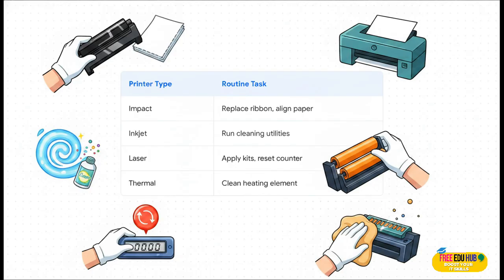Impact printers, they need fresh ribbons and paper alignments. Inkjets need you to run their software cleaning utilities to clear out those clogged nozzles. For laser printers, you have to apply physical maintenance kits to replace worn rollers. And crucially, do not forget this, you have to manually reset the printer's internal maintenance counter afterward, or it'll just keep flashing error lights at you. Thermal printers, they just need their heating elements gently wiped down and kept free of dust.